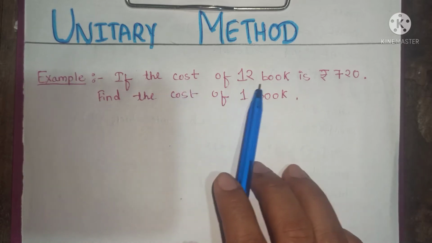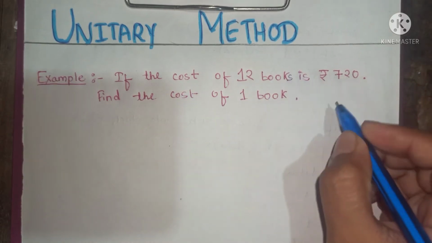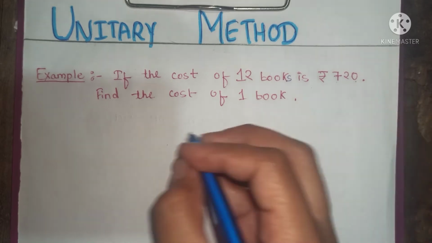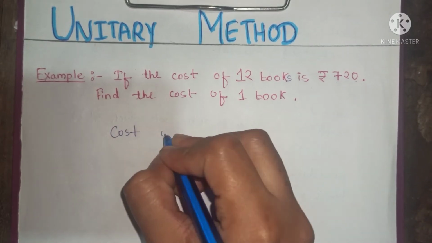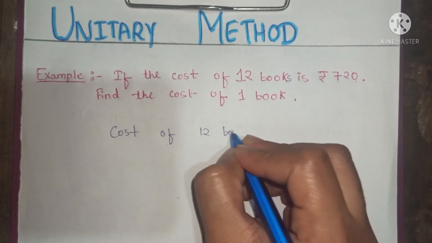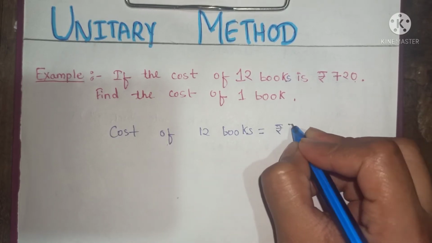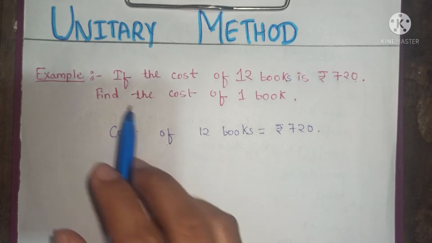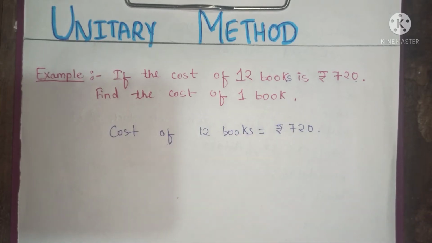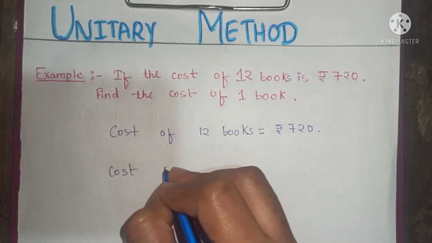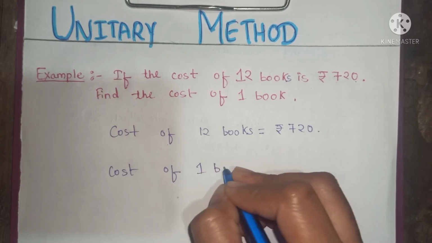Now let us see with an example. If the cost of 12 books is rupees 720. So what is given? Cost of 12 books is given, right? It is 720. Find the cost of one book.